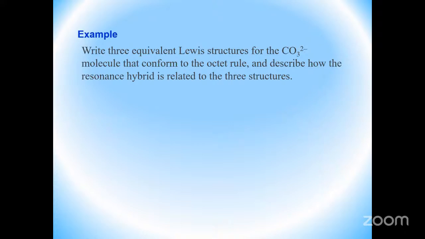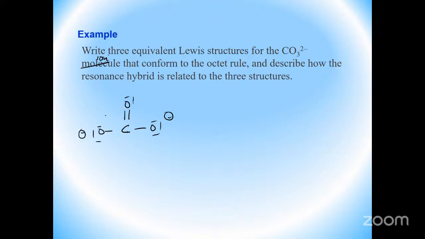So applying that to this example, it says, write 3 equivalent Lewis structures for the carbonate molecule, where this should be ion, that conform to the octet rule and describe how the resonance hybrid is related to these 3 structures. So I'm just going to draw one Lewis structure of the carbonate here, and I'm going to show you how we get the other Lewis structures. All right, so this is one.